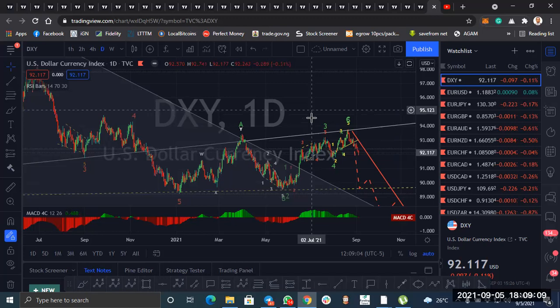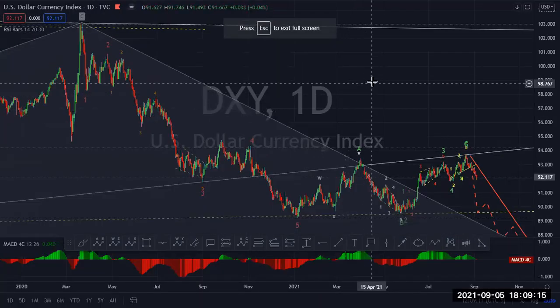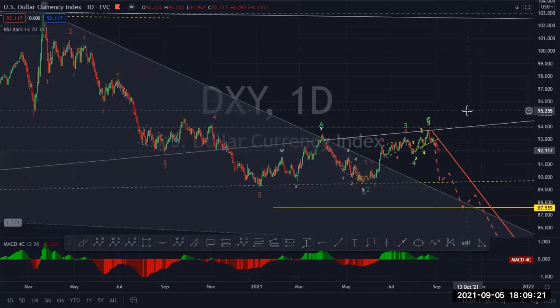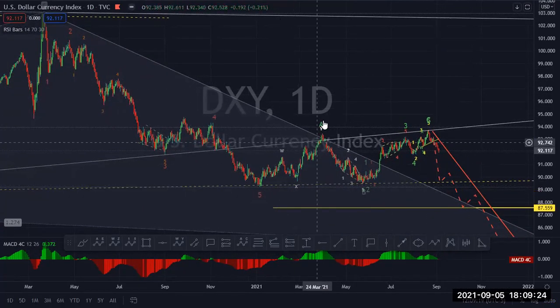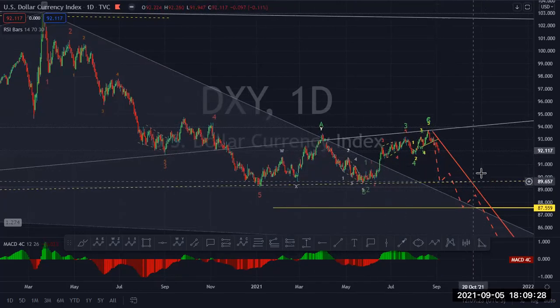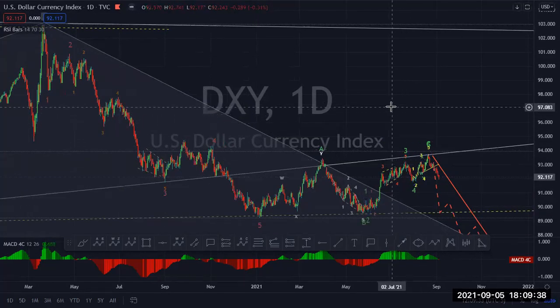So I start with the DXY, dollar index. There's nothing much to say about the dollar index, the price is going down. I told you that with A, B, C completed, we are now going down to 88. After that, we will likely go lower. So now all you do is find your sell entry.